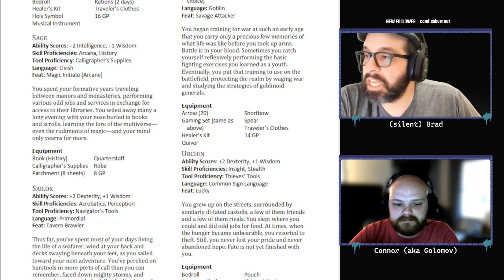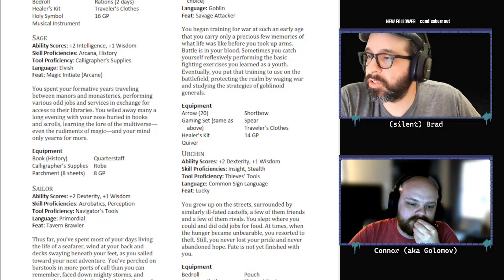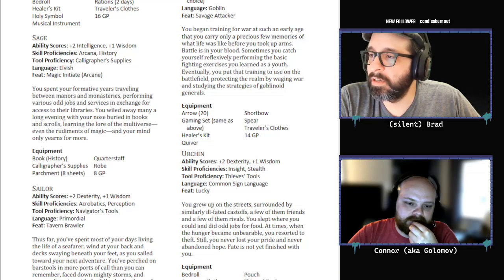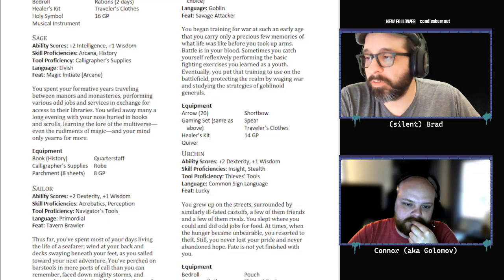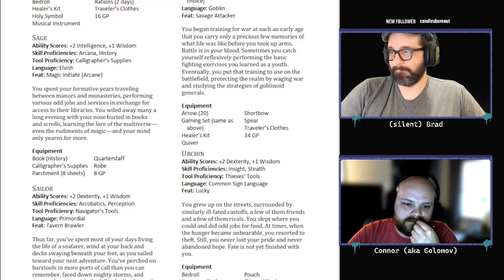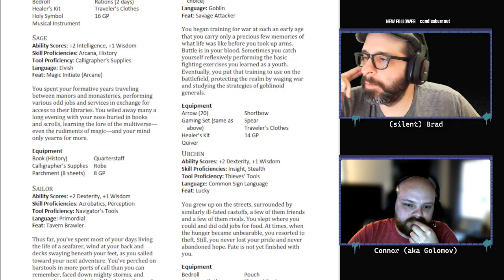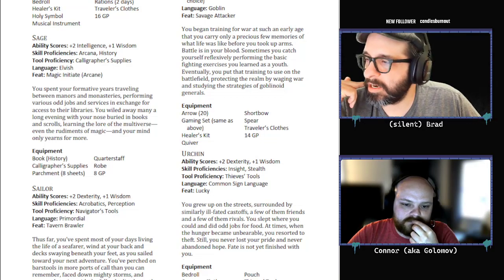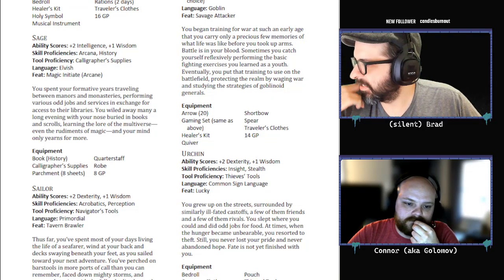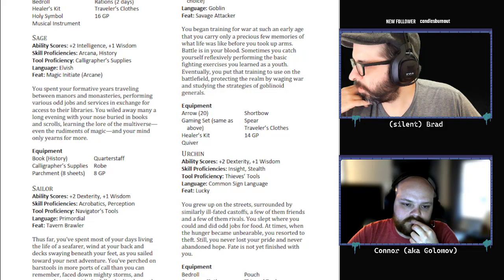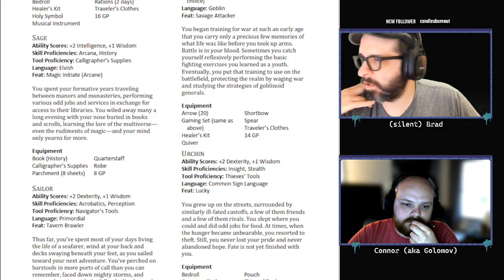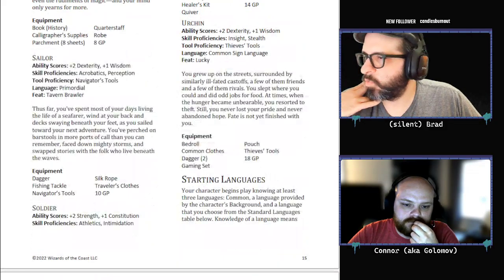Sage, Int, Wisdom, Arcana, History makes absolute sense. Calligrapher's Supplies. Here's the Elvish for someone who's looking deep in books. And then Magic Initiate Arcane. Sailor, which was an original one. Dex and Wiz, Acrobatics, Perception, Navigator's Tools.